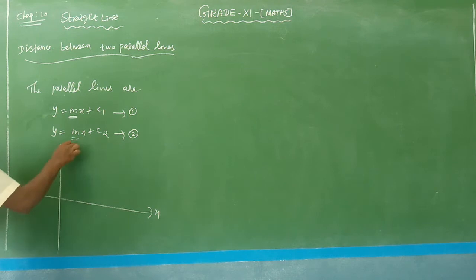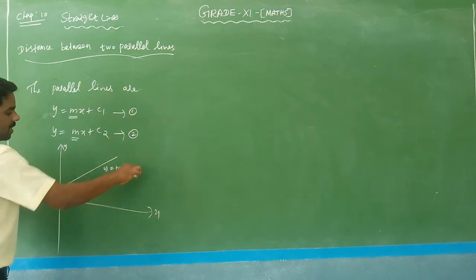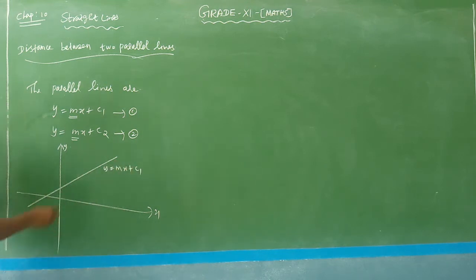Draw the lines in the xy plane. This is the xy plane. The first line is y equal to mx plus c1. Line 1. And the second line is parallel to this line. So this is y equal to mx plus c2. This is the second line. These two lines are parallel, so we have to find the distance between these two lines.